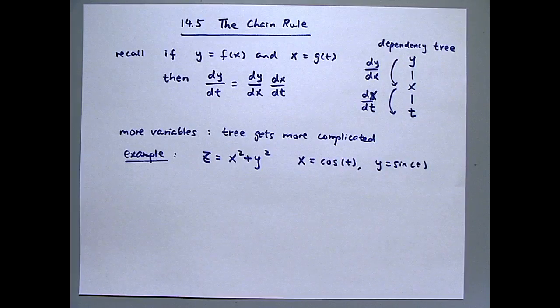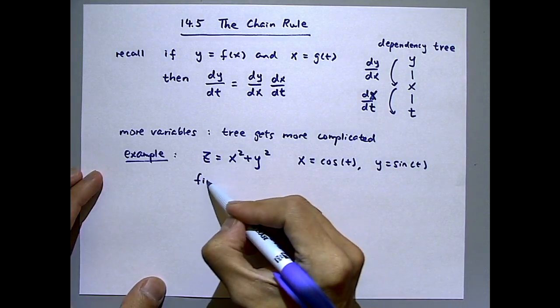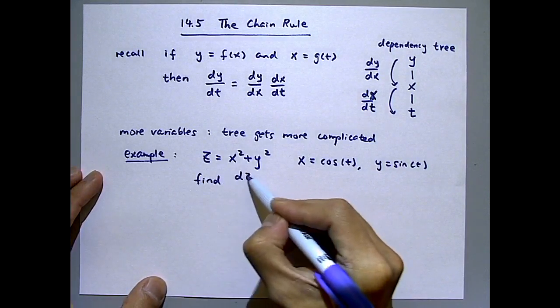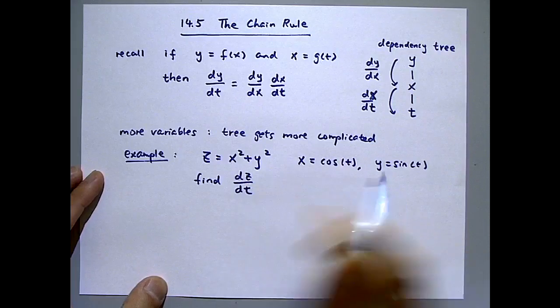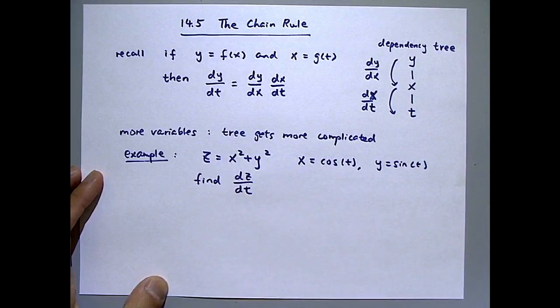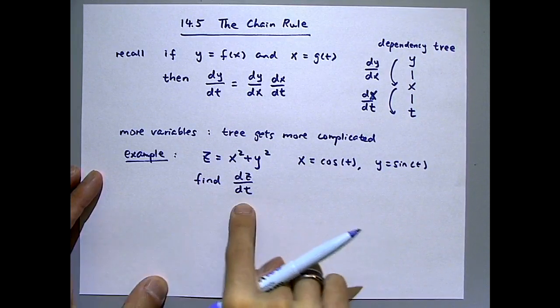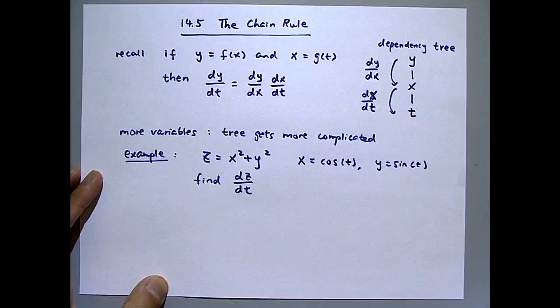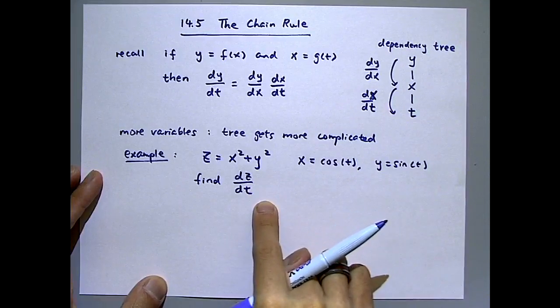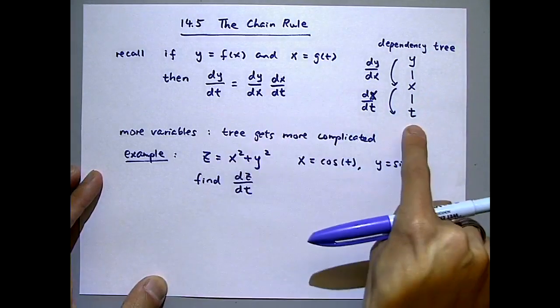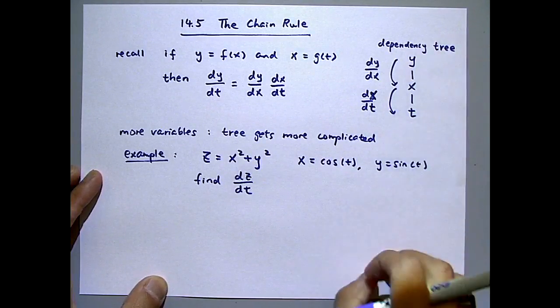Okay, so z depends on x and y, and x and y in turn depend on t. So really, z is a function of t at the very end. Ultimately, z is a function of t. We want to find, if I change t, how is z affected? Same idea here. If I change this variable here, how is y affected?